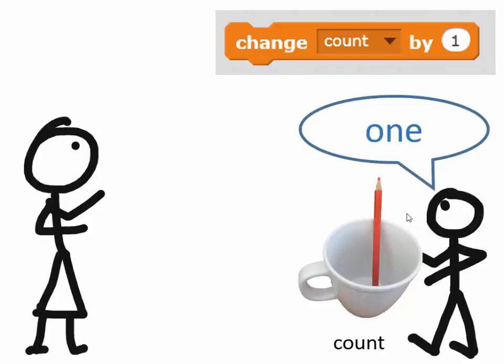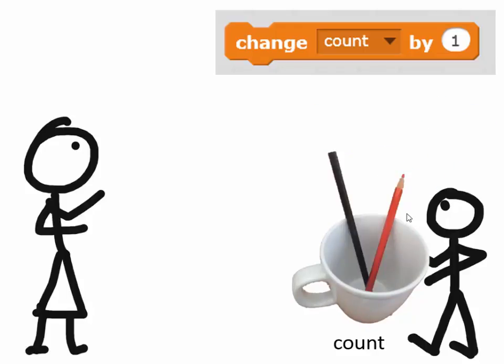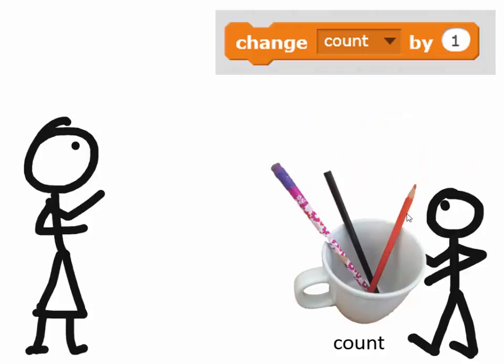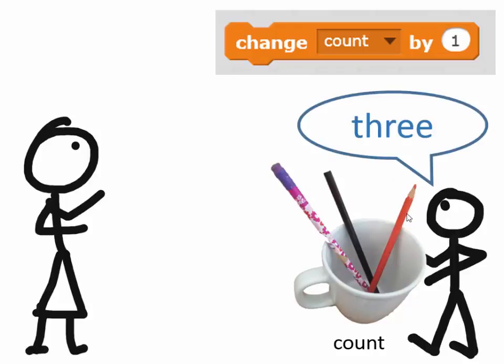1. Okay, and then add another pencil into the pot and get the child to look inside and count what's in there. Oh look, there's 2 again. So we're changing the count by 1 each time. Let's change the count by 1 again, and we get 3 pencils in the pot, and we look inside and we've got 3 pencils in the pot.